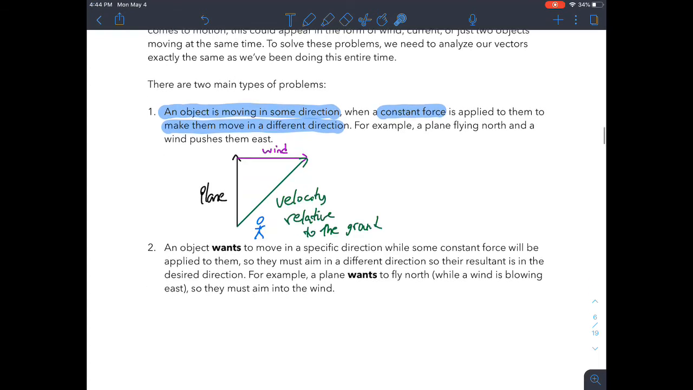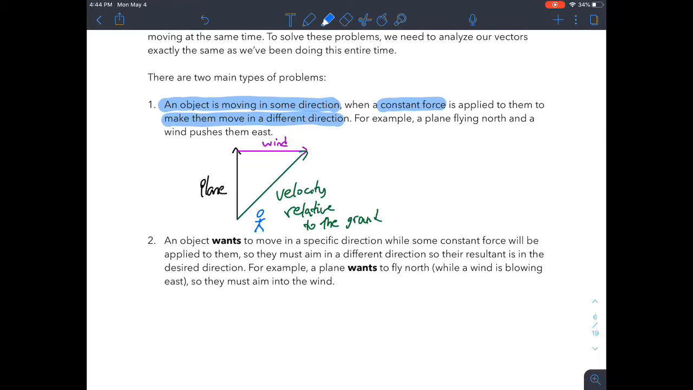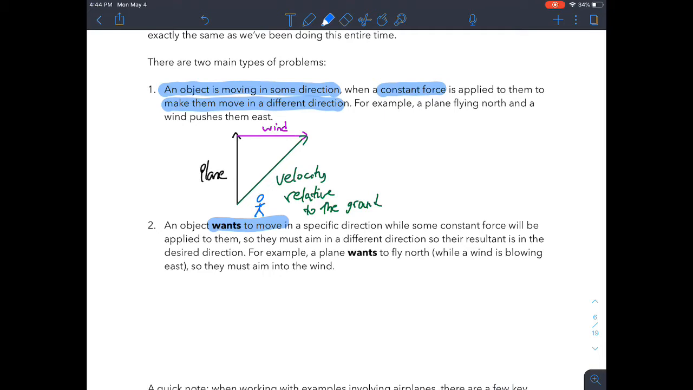That's type number one. Type number two is when we have an object that wants to move in a specific direction, but we know that there's going to be a force applied to them. So a similar example to this plane is we have a plane that wants to fly north, but there is a wind blowing east. So in order to counteract that, they have to aim into the wind. So if we start down here and we want to end up going due north, so this dotted black line, that's what we want. But we know that there's going to be this wind blowing east.